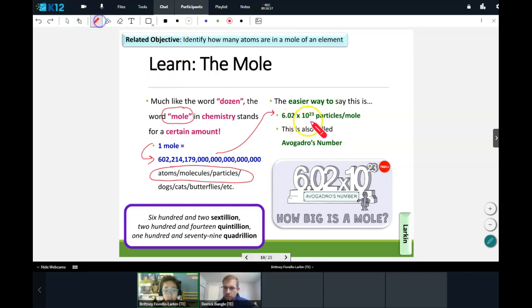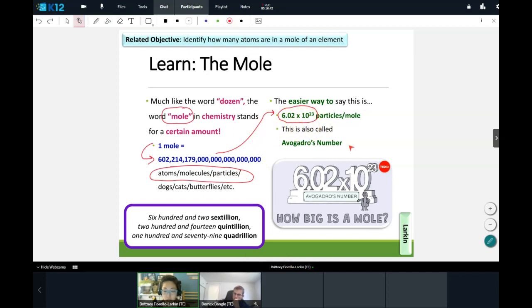So instead we rewrite this in a different form called scientific notation, which we'll talk about in just a few moments. We can put a decimal after the first digit. So instead of 602 sextillion, it becomes 6.02 multiplied by 10 to the 23rd, which is a really big number. That gets us to this same number. So instead of this big number, we're going to rewrite it as this smaller number.